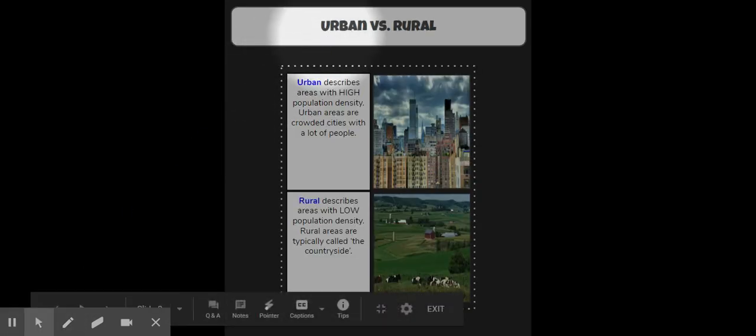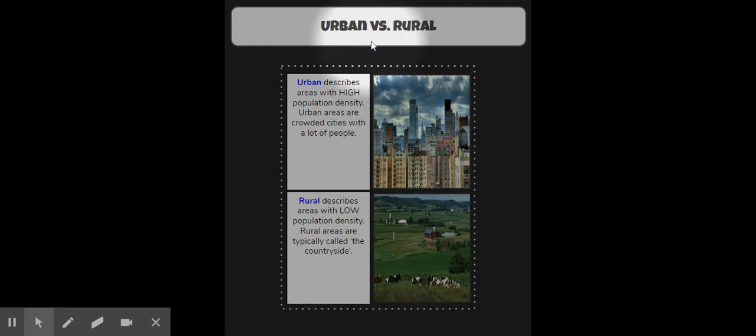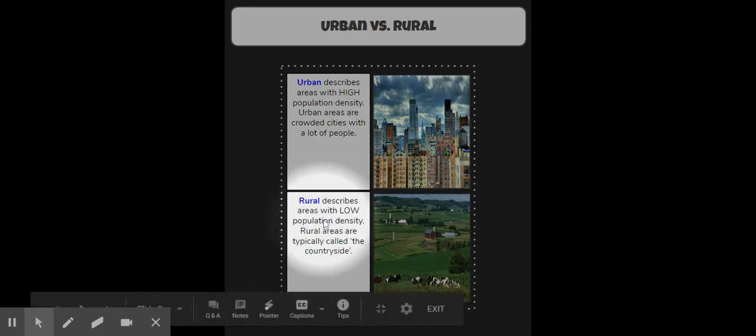When we look at population density, we can classify these areas as urban or rural. Urban describes areas with high population density. Urban areas are usually crowded cities with lots of people. You'll usually see tall buildings and cityscapes. A rural area describes areas with low population density. Rural areas are typically called the countryside, and you'll see farmland and wide open spaces.